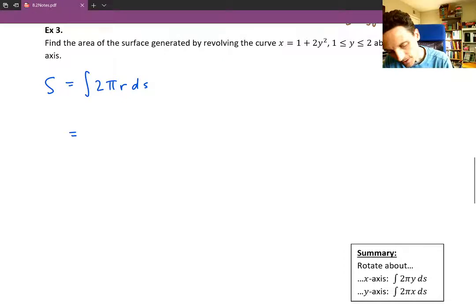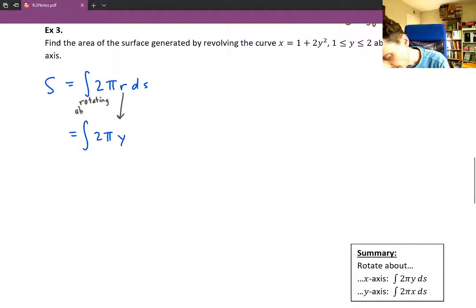So now what we're going to do is think, all right, what are we going to replace r with? Well, we're rotating about the x-axis, and so a radius is going to be y, right? Y is going to be the length of that radius. So we're going to replace r with y. This is because we're rotating about the x-axis.